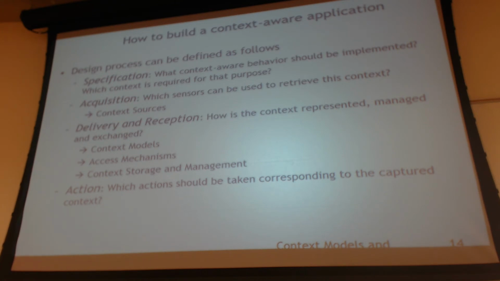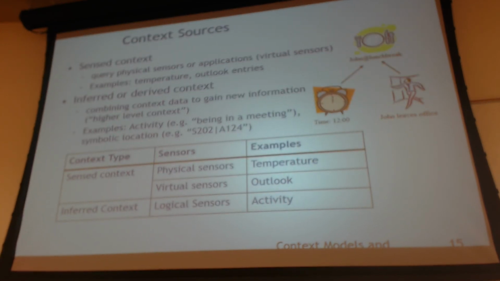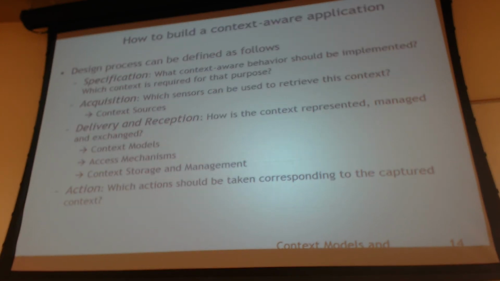Then finally the last step is action, which means that once you have detected a context change, what do you do? What adaptation do you take? That is another factor. So these are the several different steps for a context-aware application.